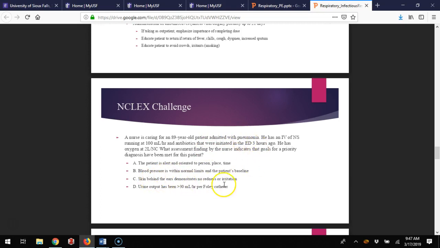Skin behind the ears demonstrate no redness. I'm not sure what this would be in regards to. Honestly, maybe from the nasal cannula. Taking a wild guess, but this would not be my answer. And then urine output, once again, I would want there to be good urine output with everybody. In an 80-year-old patient, I'd be really worried about having a Foley catheter in though, so I'd want that out as soon as possible. So my answer would be A, making sure that they're alert and oriented to person, place, and time, showing good oxygenation and no decreased level of consciousness.